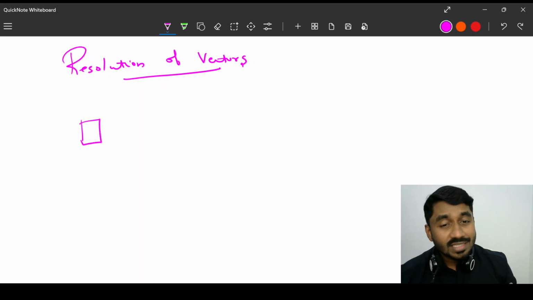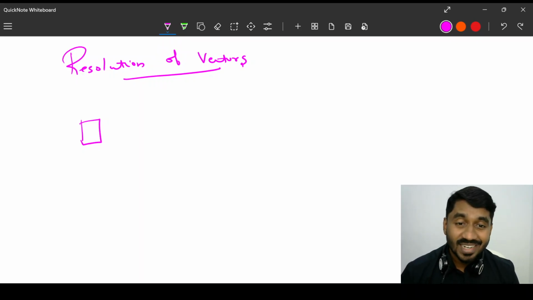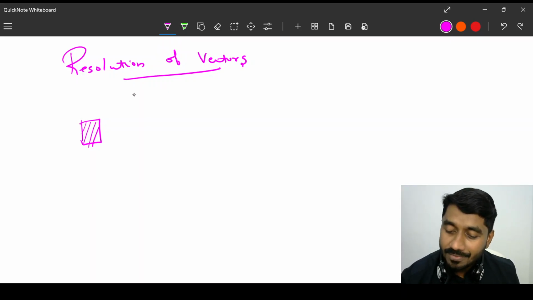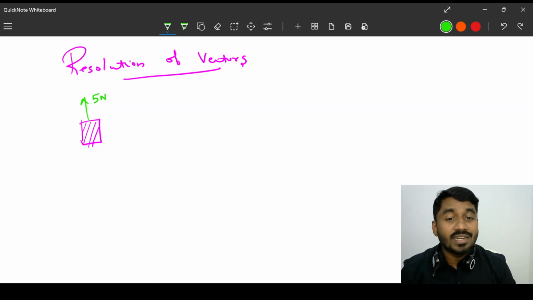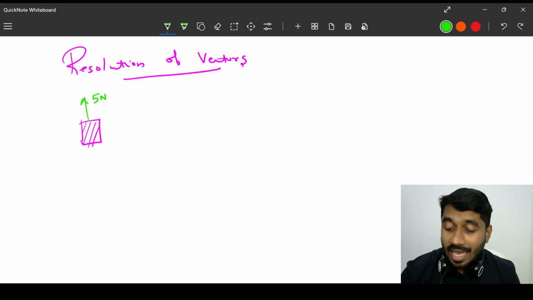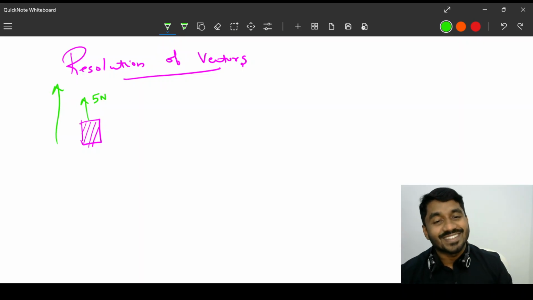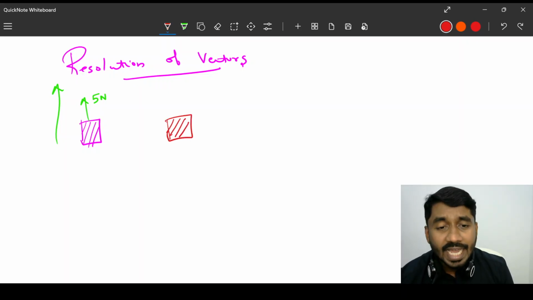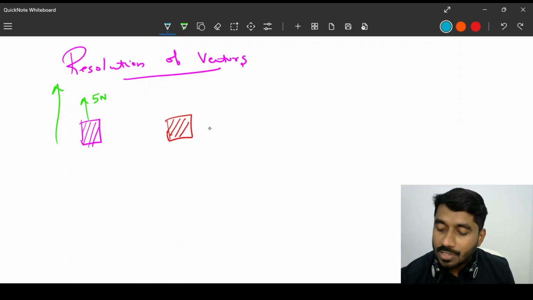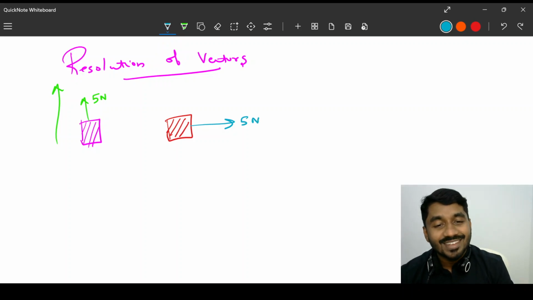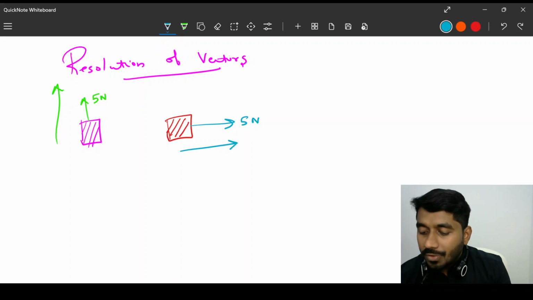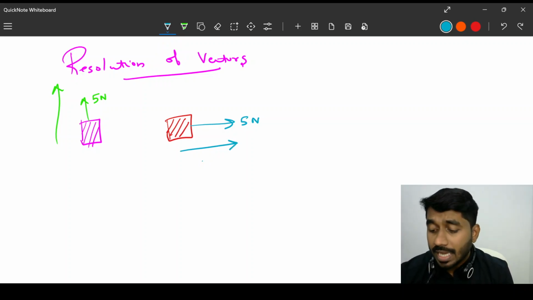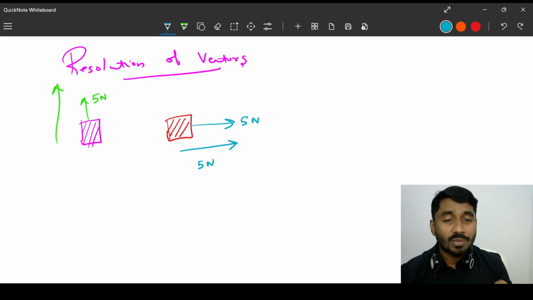First, consider an object. It can be a box or a block, whatever it is. For example, I am applying a force of 5 Newton in the upward direction. We know that the net force applied on that object will be 5 Newton and the object may move upward, correct? Now consider another box, and I am applying a force of 5 Newton in the horizontal direction. It may move in the same direction and the net force will be 5 Newton. This is a common case.